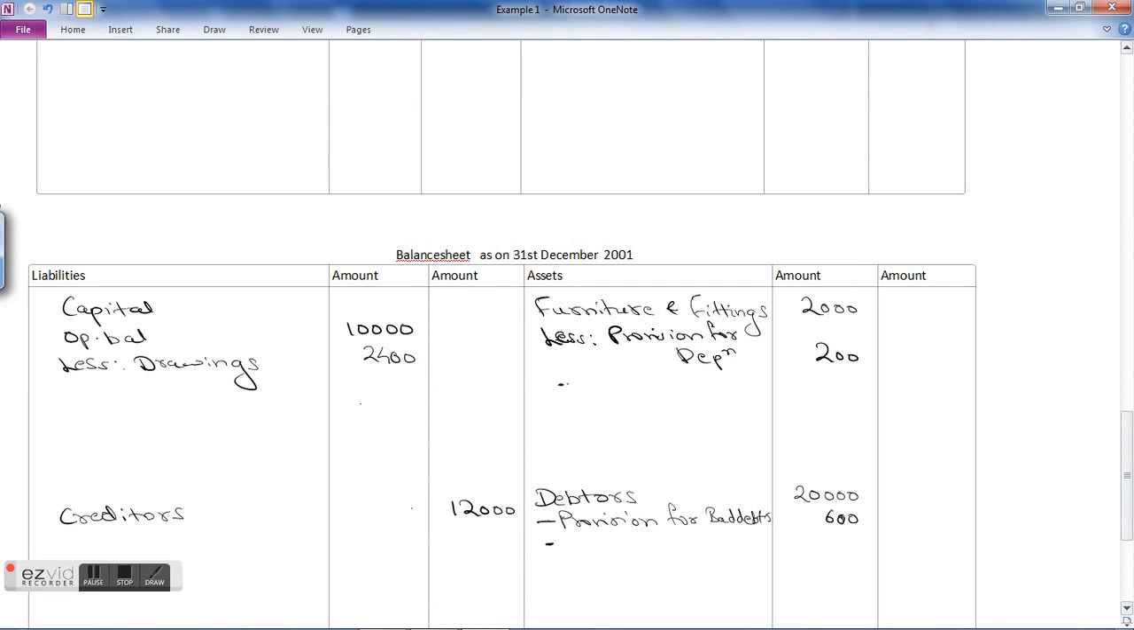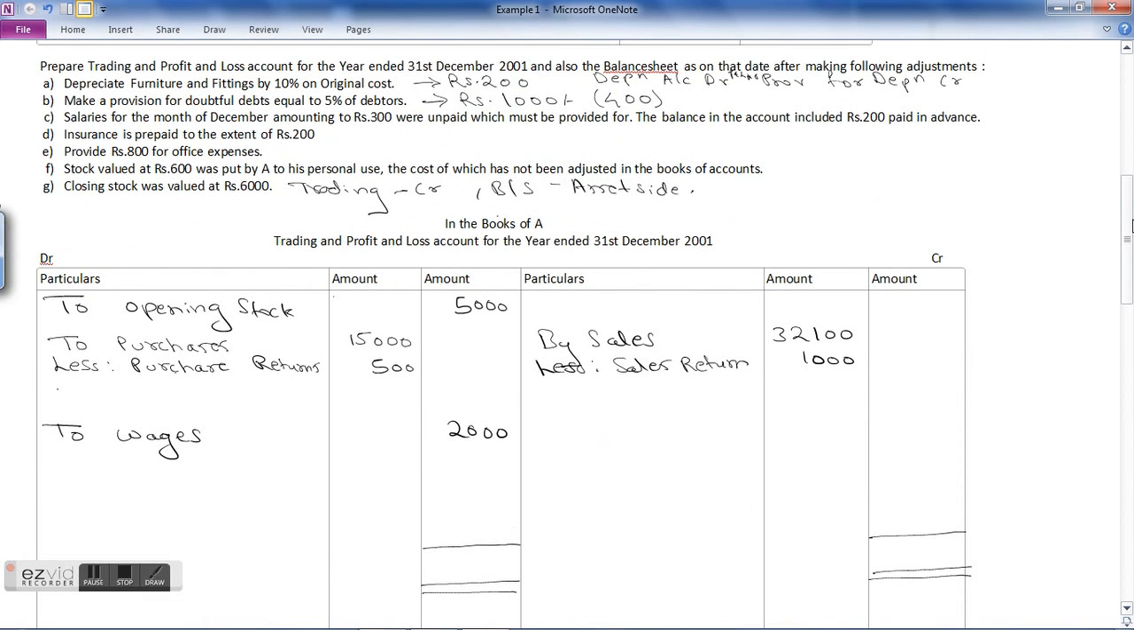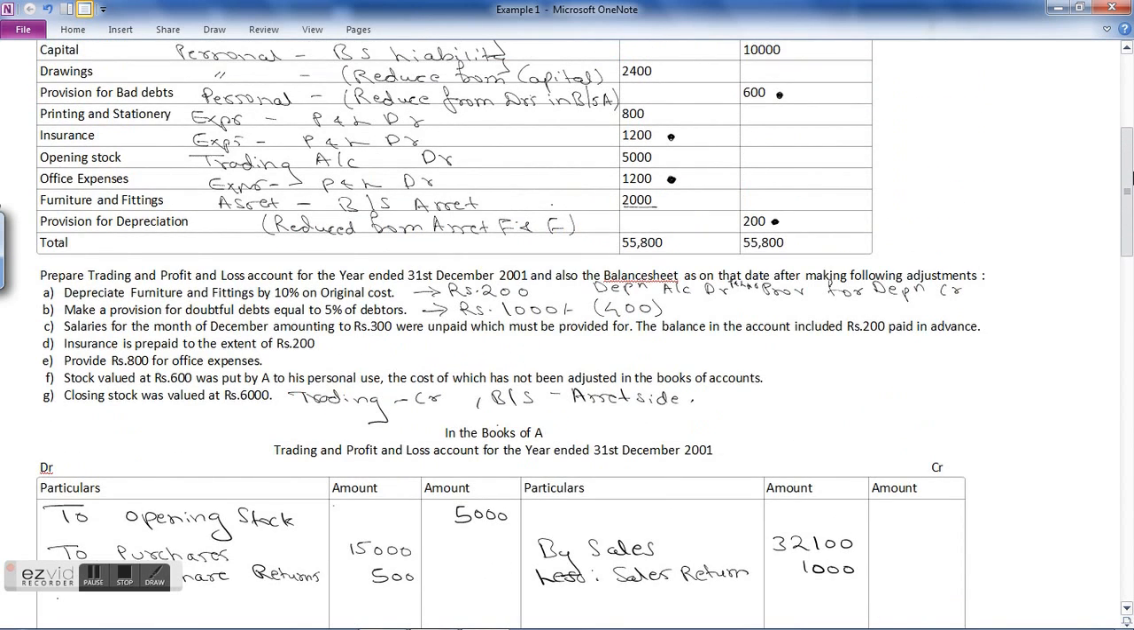Now all the trial balance items we have included either in your trading, profit and loss account, or your balance sheet. Now let's see all the adjustments one by one. Adjustment A, depreciate furniture and fittings by 10% of the original cost. So depreciation has to be rupees 200, 10% of the original cost.